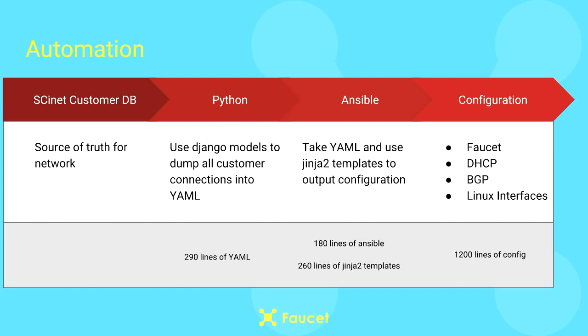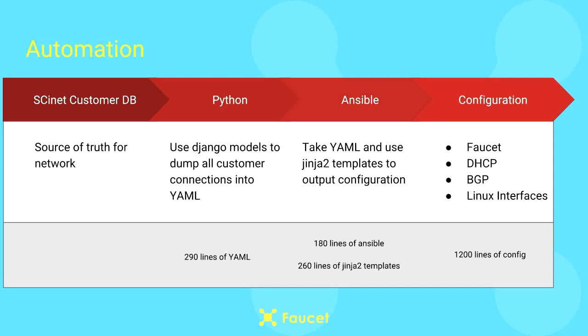The way this worked is, we had the customer database, which was the source of truth for the network, so it knew everything. Then I wrote a little Python script, which used the Django models of their customer database to blindly dump everything from Django into a YAML config file data structure. You end up after this with about 300 lines of YAML. Then I used that as a variable input into Ansible, so I could look that up when I built my templates.